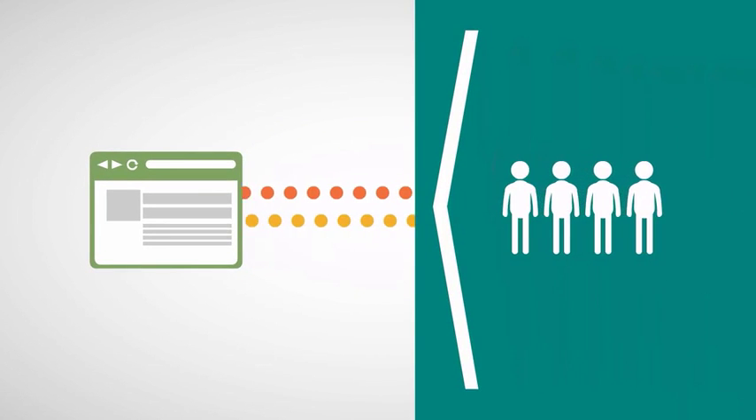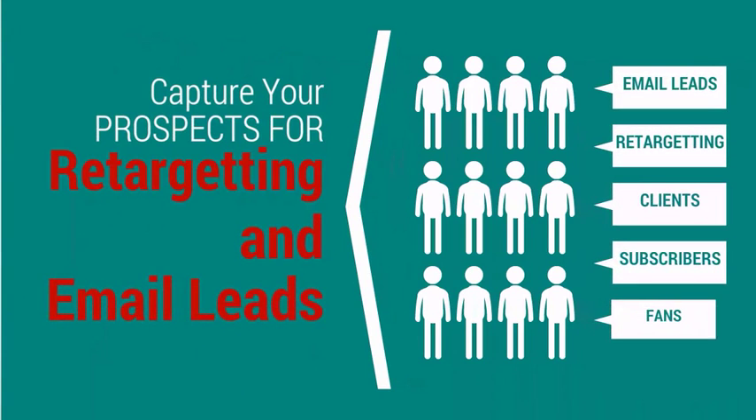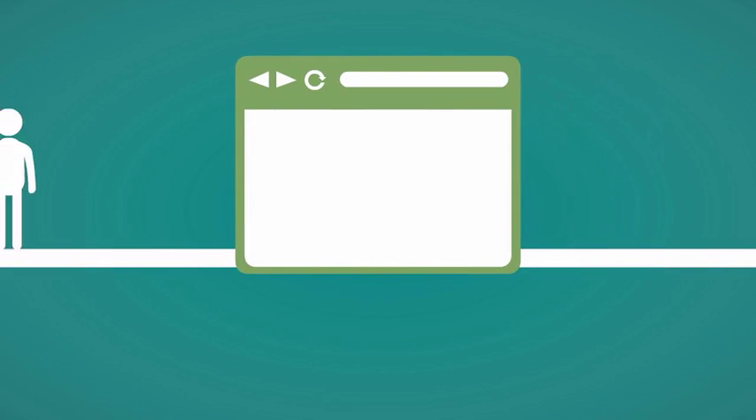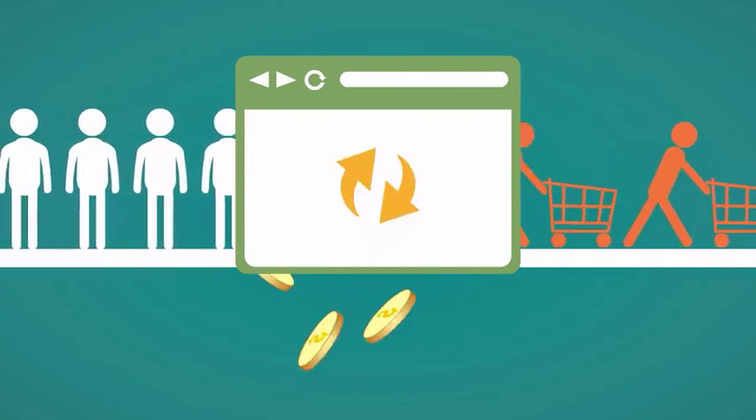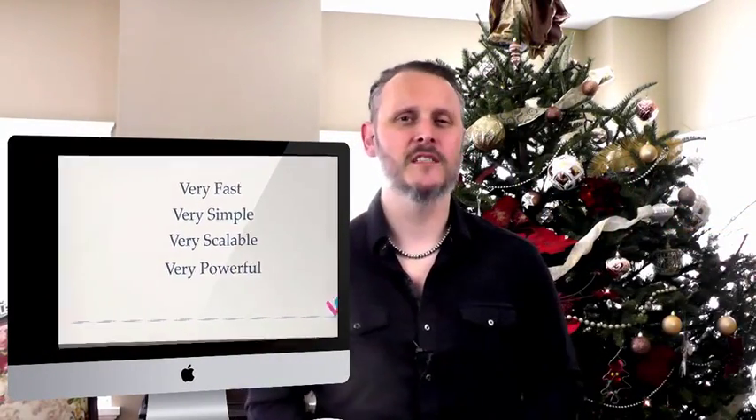Step number 3, capture them. Capture them as a retargeting lead and an email lead with a compelling lead magnet offer. Number 4, convert. Convert them into customers with retargeting ads and email sequences. Now, let's go through those 4 steps in a bit more detail.